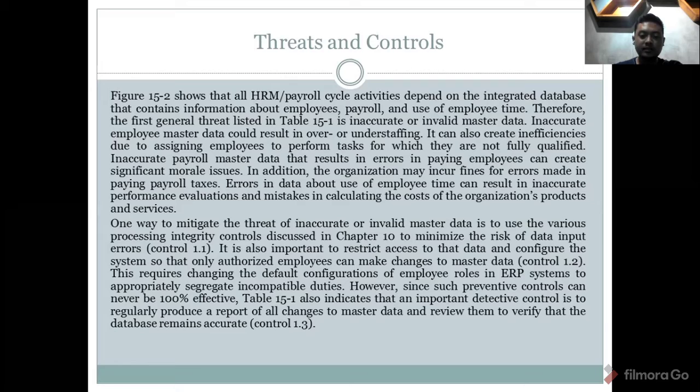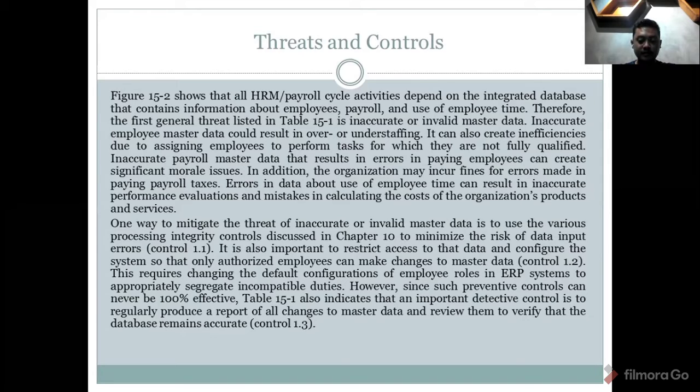One way to mitigate the threat of inaccurate or invalid master data is to use the various processing integrity controls discussed in the earlier chapter to minimize the risk of data errors. It is also important to restrict access to that data and configure the system so that only authorized employees can make changes to master data. This requires changing the default configuration of employee roles in the ERP system to appropriately secure the data.